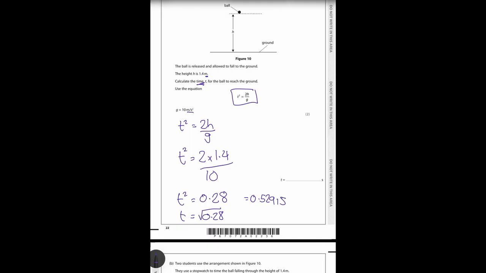So that's going to be 0.52915. And even though it doesn't say it in this question, I've got to make sure that I'm rounding to two significant figures. So 0.53 is going to be my answer. And then I'm pretty happy that, yeah, okay, I've got full marks over here.